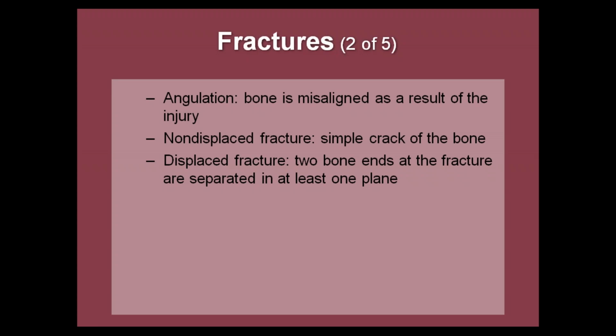A displaced fracture is when the two bone ends of the fracture are separated in at least one plane. So that's when we're going to see an angulation of the bone, or, like with a femur, it might be shortened up as it gets displaced and that muscle retracts that bone and those two ends pass each other.